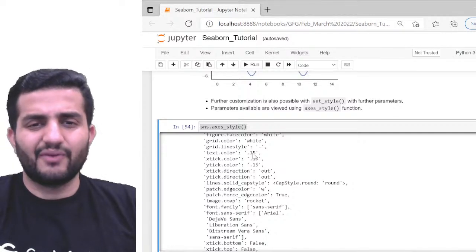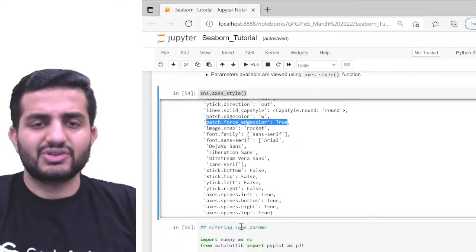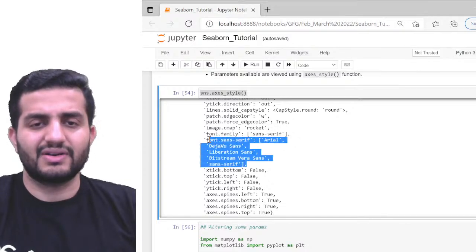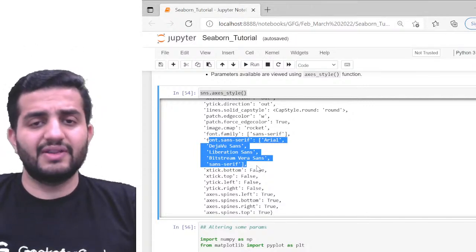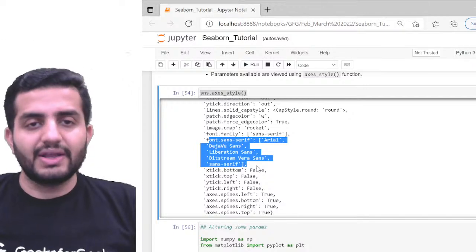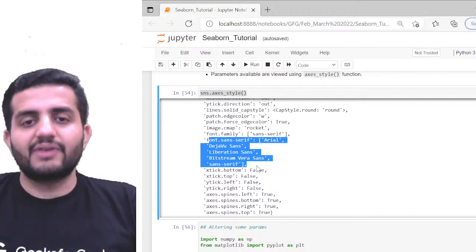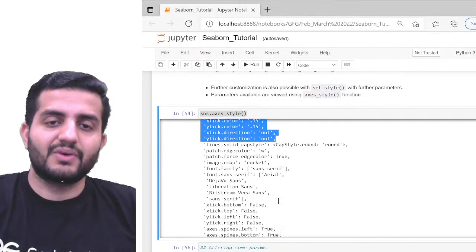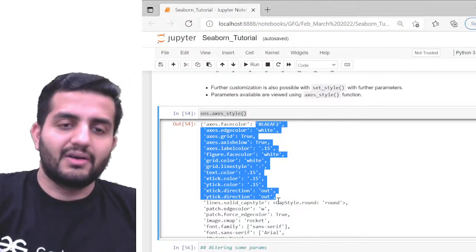Likewise, all the default values for text color, xtick color, direction is out by default, and then we have patch force edge color, that is True. And see, Arial is the default font in this case, and font family is sans serif. So pretty much everything is given by default. Even if you don't give axis style, you will still get the graph, because that is where it uses the default values. But again, we can obviously change it depending on our usage.